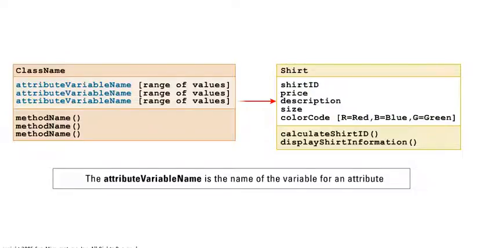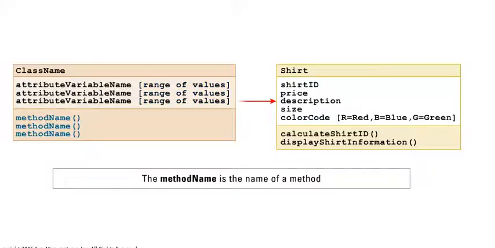Same thing with the methods. What were operations in our analysis phase now become what we call methods. Methods in Java are the operations of the object. So, for instance, calculateShirtID, displayShirtInformation. Notice we don't have spaces in there. Before we had spaces: display, space, shirt, space, information. Now it's all one word, because that's how method names have to be. Again, we haven't talked about that yet, but we'll be getting to all of that in the next module.